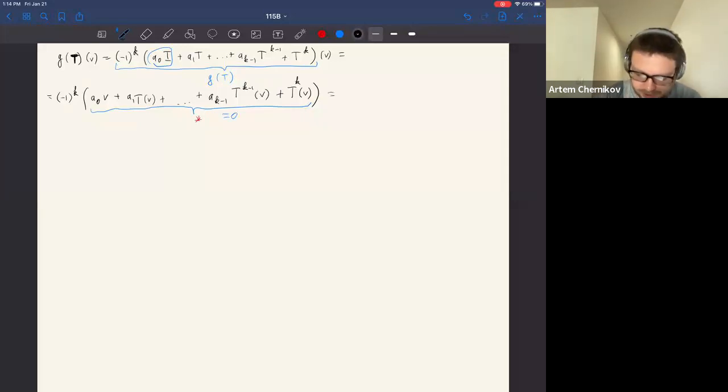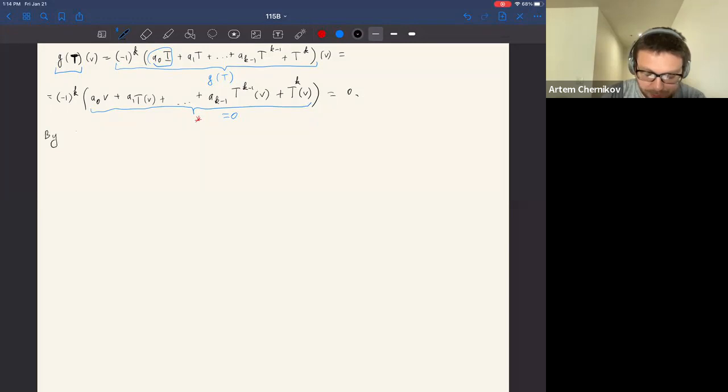So we get the answer is 0, because the whole thing in the brackets is 0. So this shows that if we evaluate the characteristic polynomial of t_W on t, it sends everything to 0, because v was our vector.